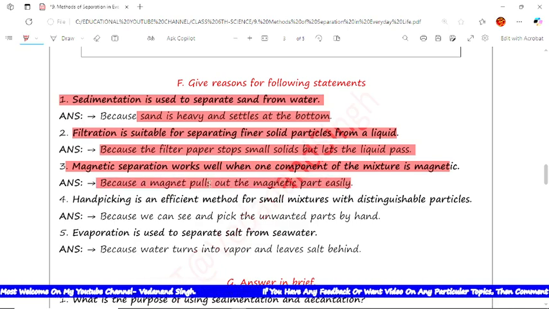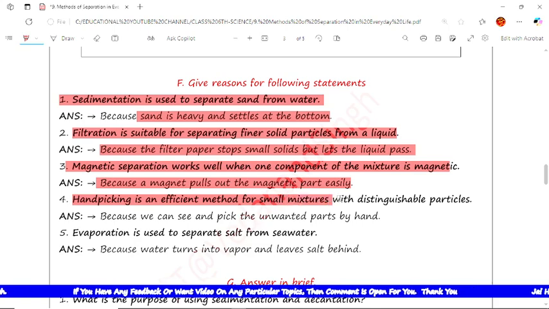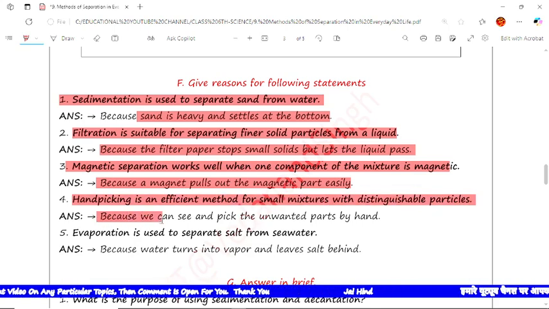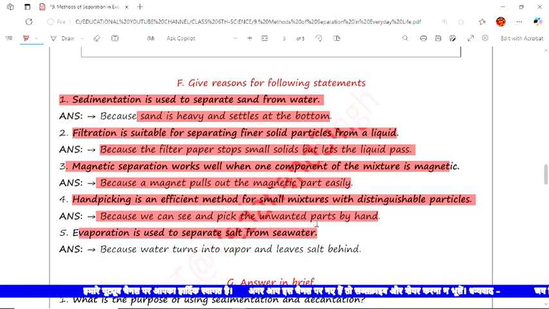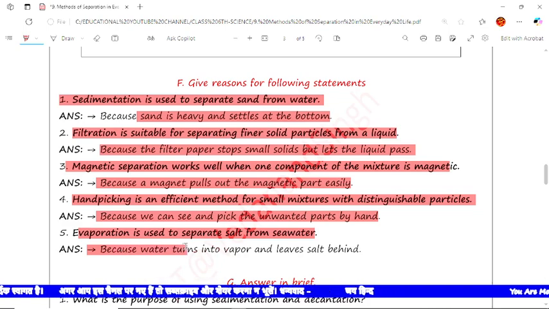Now the next is: hand picking is an efficient method for small mixtures with distinguishable particles. The answer is that we can see and pick the unwanted parts by hand. The next is: evaporation is used to separate salt from seawater. The answer is that water turns into vapour and leaves the salt behind.